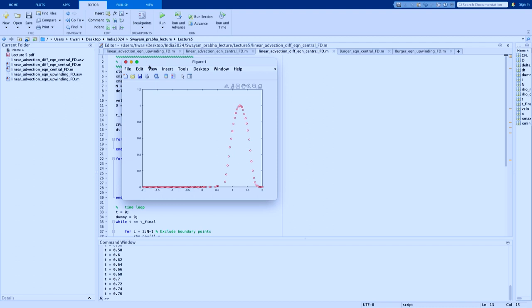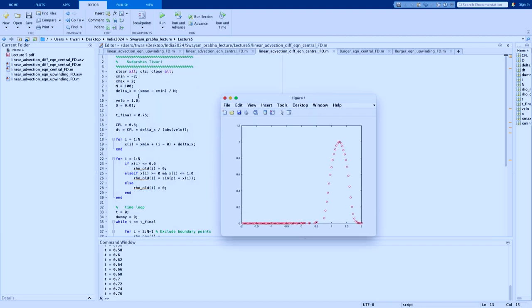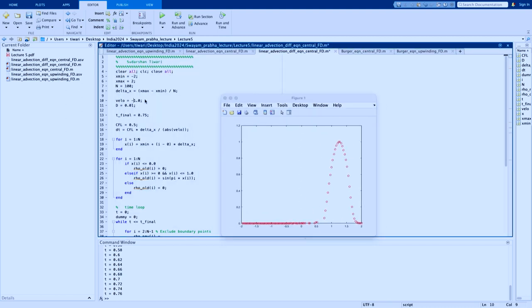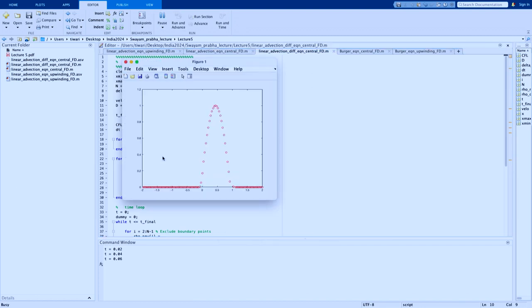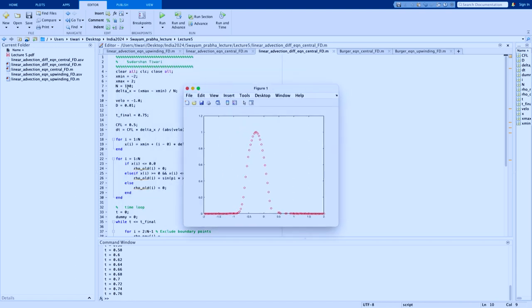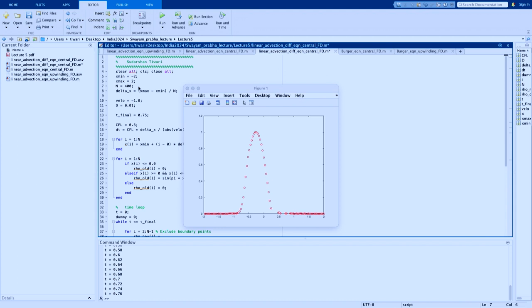If I take now the negative velocity, the wave should move to the left. So we get the stable solution like before. And if we increase the number of points, now 400, we get a better solution.